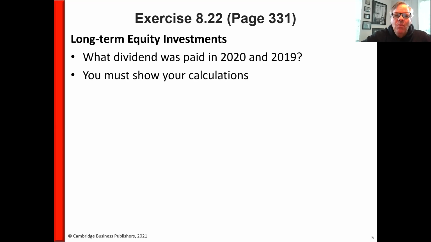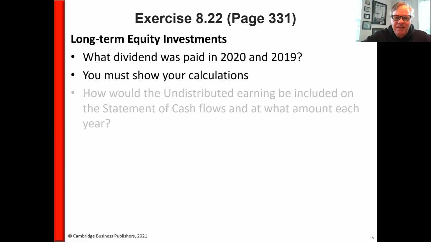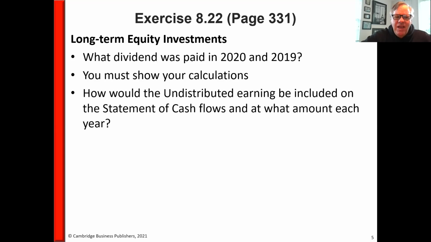So figure out what the dividend that was paid in 2020 and 2019. And then the third question here: how would the undistributed earnings, should be plural, be included on the statement of cash flows and at what amount each year? So if you've got your portion of the income from the subsidiaries, and you're picking it up as income, but you don't get any cash from that, how is that going to be disclosed on the statement of cash flows and at what amount each year?